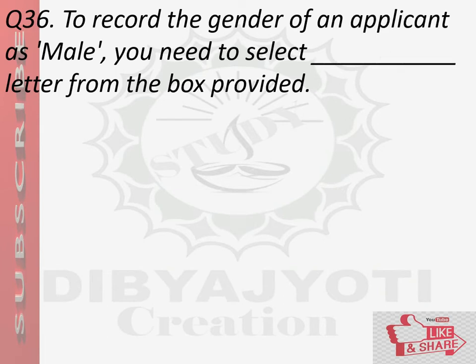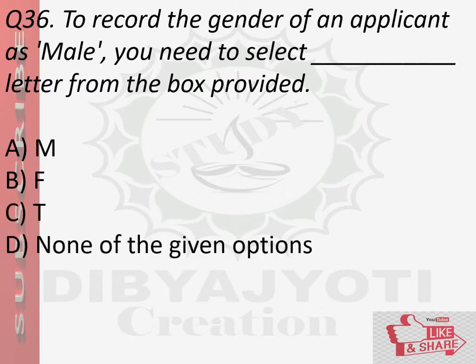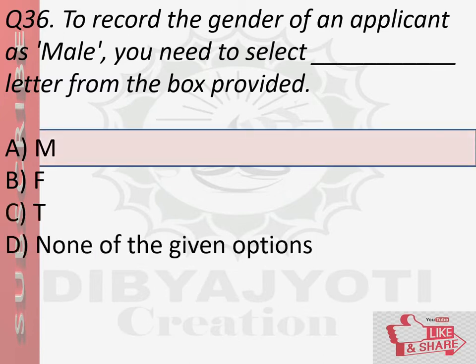Next, to record the gender of an applicant as male, you need to select dash letter from the box provided. Options are option A, M, F, T, none of the given option. And answer is option A, M.